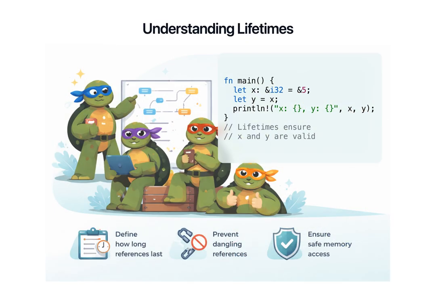Lifetimes in Rust specify the duration for which references are valid within function scopes. This prevents dangling references and ensures safe memory access, maintaining program stability.